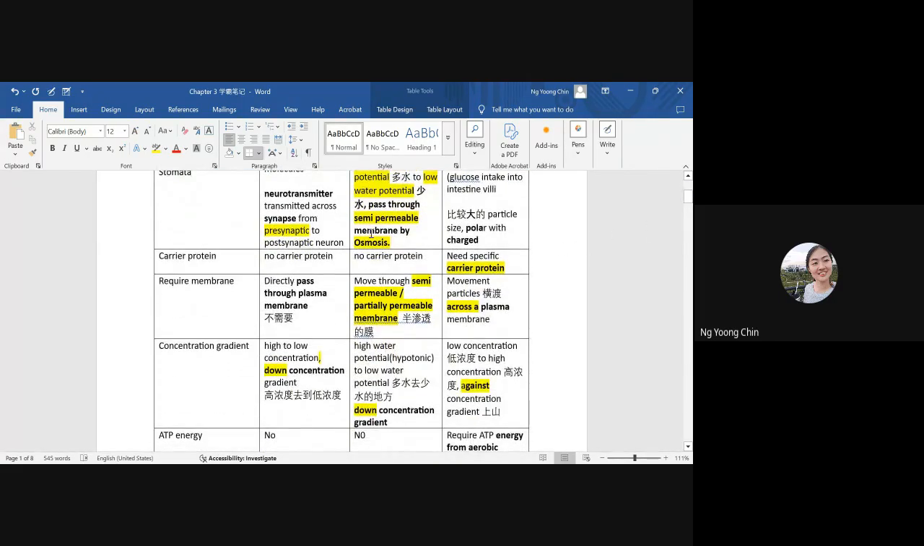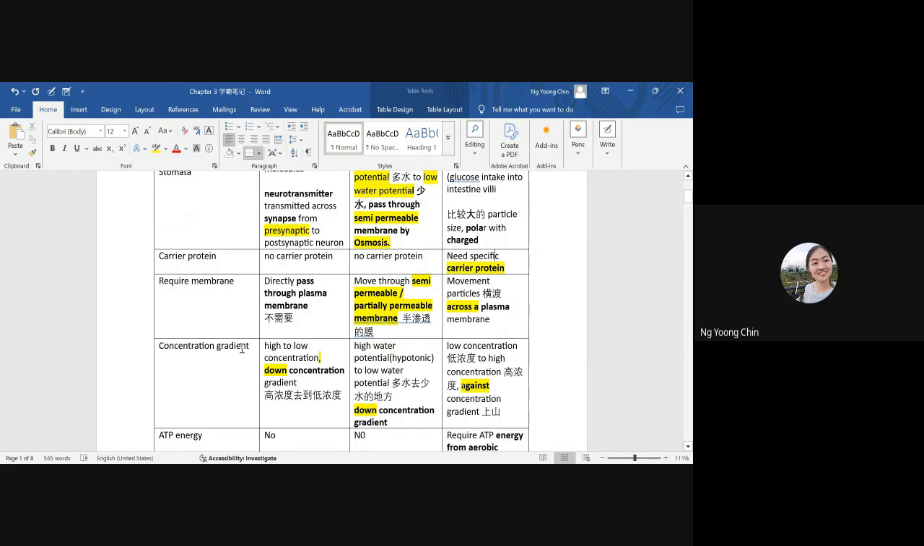So active transport requires carrier proteins. So does it require the membrane or not? Yes, it requires the movement of particles across the plasma membrane. What does across mean? Across means that maybe you want to travel across a river, right? Yeah, this is a river. Okay, you want to cross the river to reach the opposite side, right? Then you need to ride a boat. So you are crossing the plasma membrane and need the help of carrier proteins.